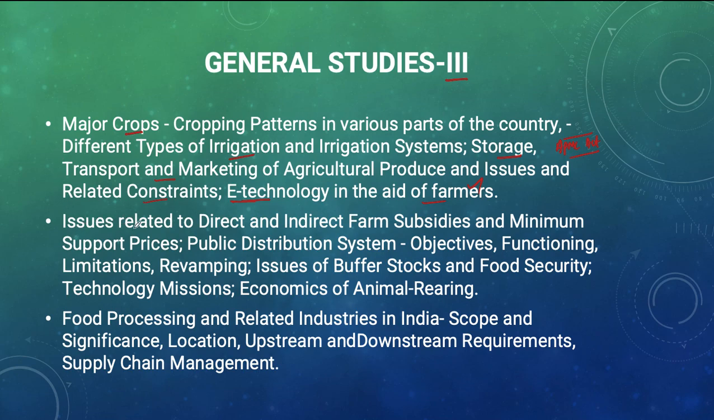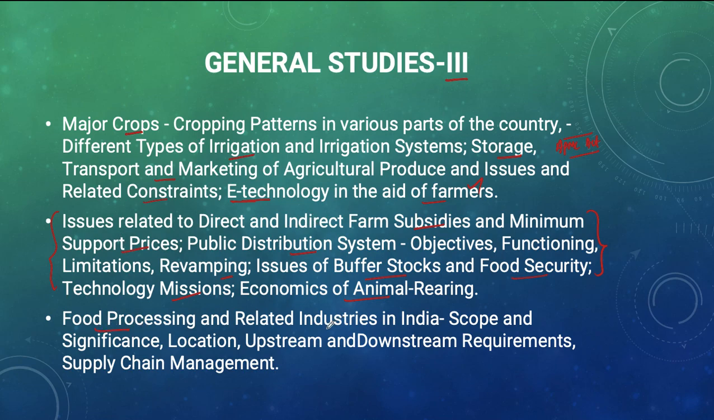Issues related to direct and indirect farm subsidies, MSP, public distribution system, objectives, functioning, limitations, revamping, issue of buffer stocks and food security, technology missions, economics of animal rearing. Some of these segments you would have studied in your economics syllabus also, in your NCERT. But with respect to this aspect, students, we need to study from the agricultural aspect. So we need to work upon the agricultural dimension along with the socio-economic dimension in our notes.